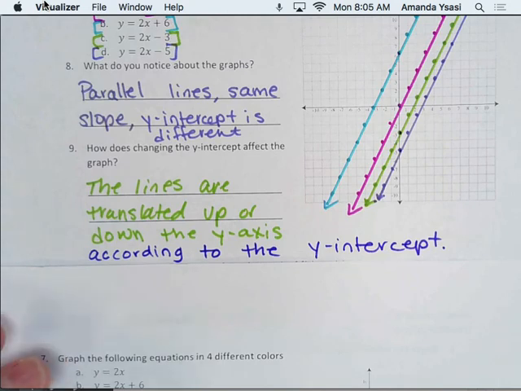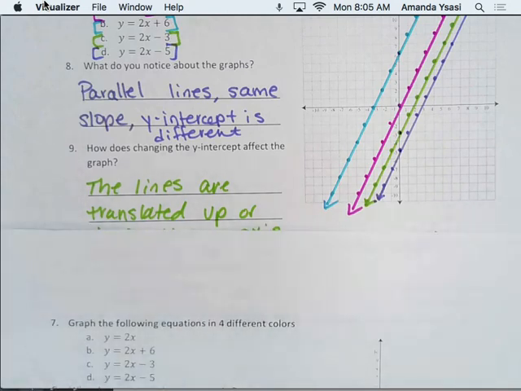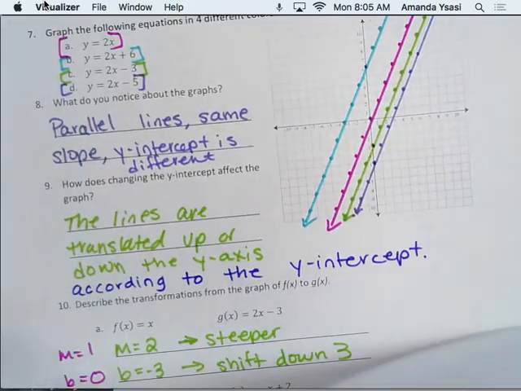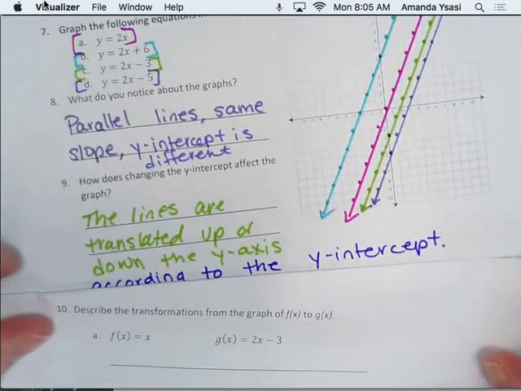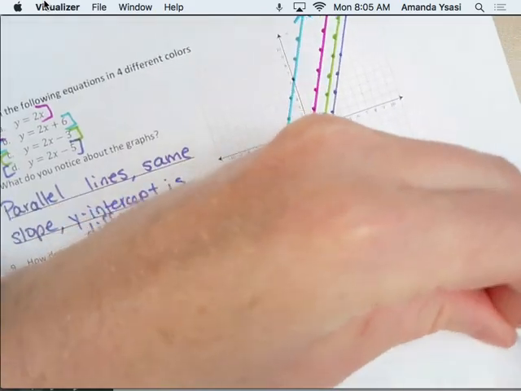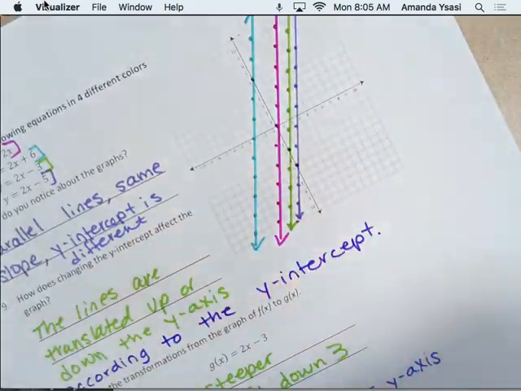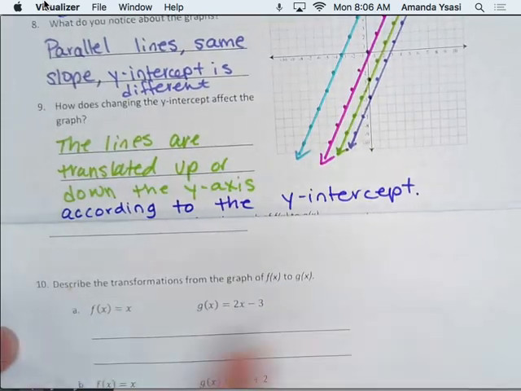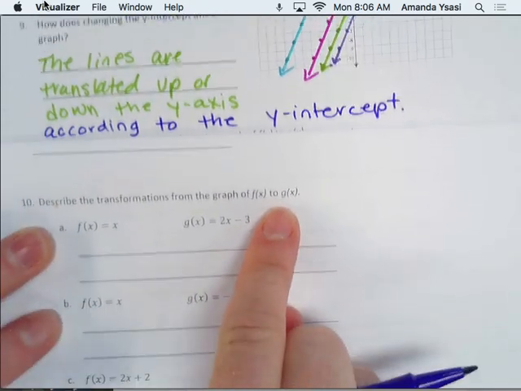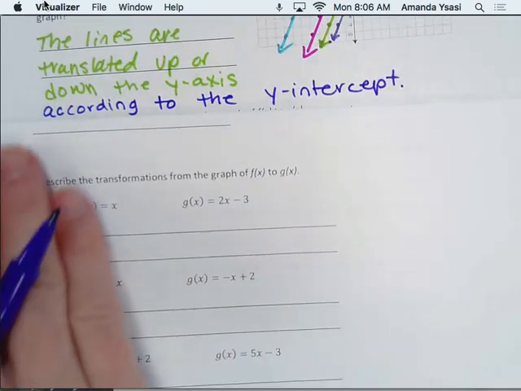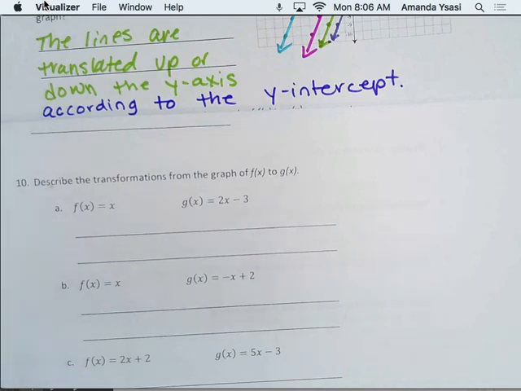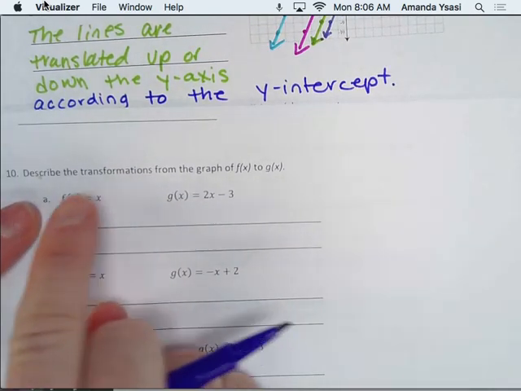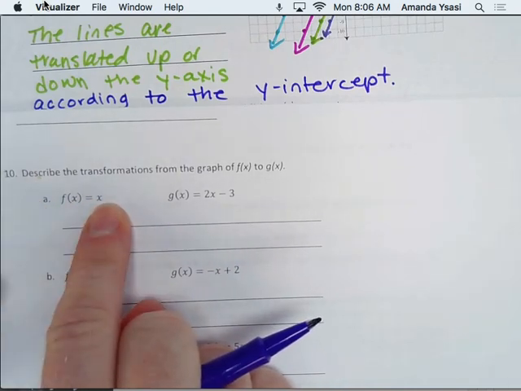Okay, so let's look at part 10. Describe the transformations from the graph of f of x to g of x. So without even graphing, let's look and see what is different about the equation and how does that affect the graph. So for our f of x equals x, this is called your linear parent function.